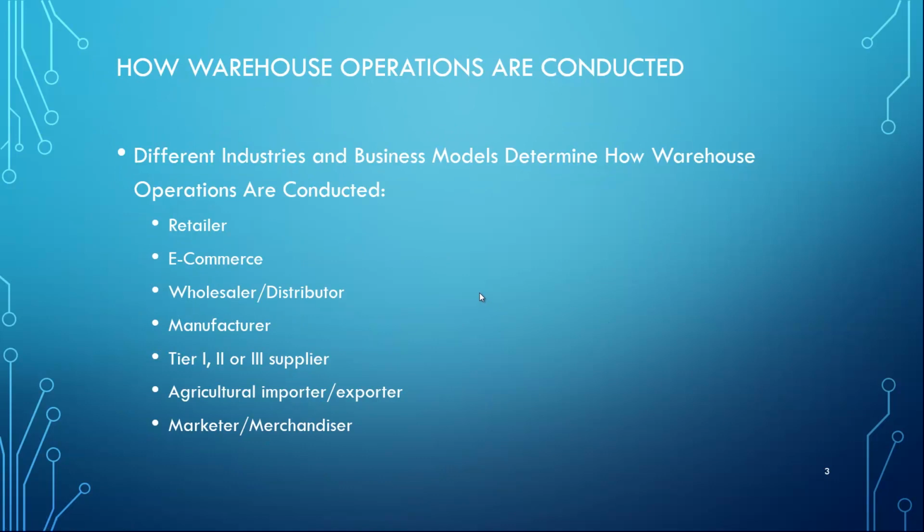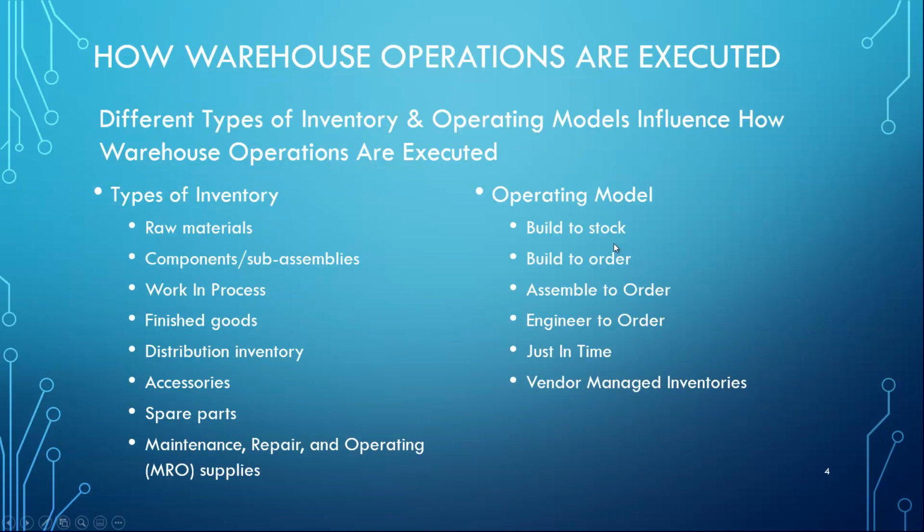This slide lists some examples of different industries and different business models that will affect warehouse operations. For example, a retail warehouse will definitely be different from a manufacturer warehouse, which will also be different from agriculture or the importer-exporter business. Different types of inventory and operation models influence how warehouse operations are executed.